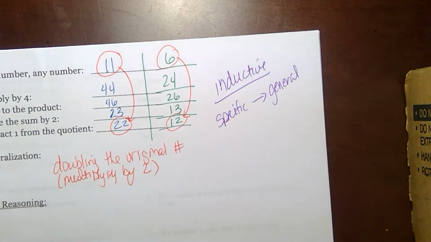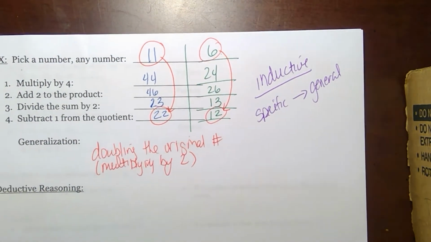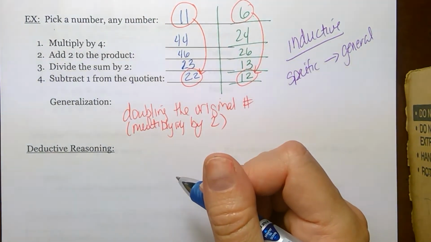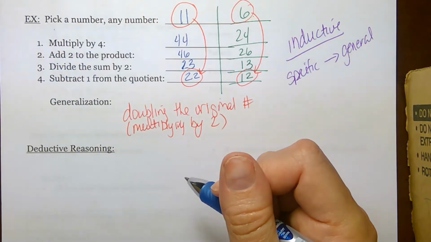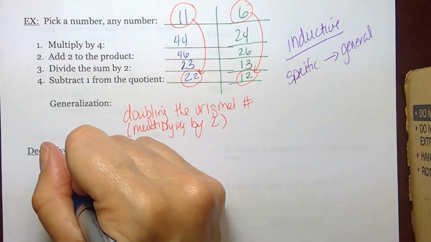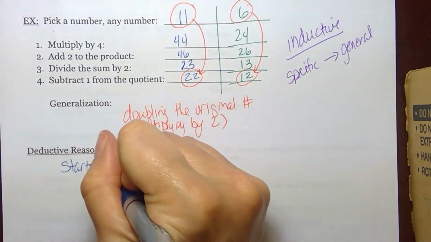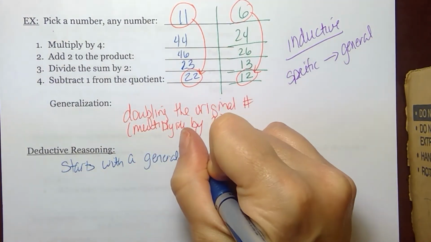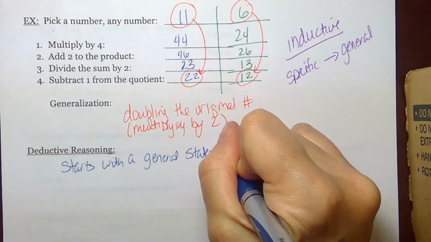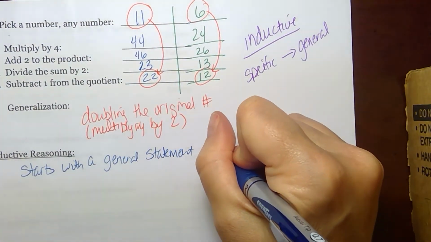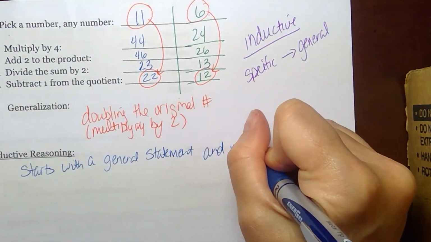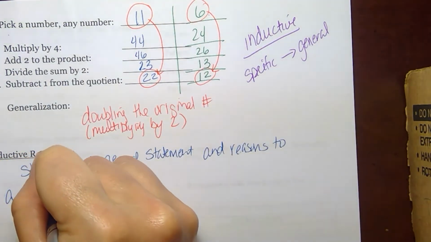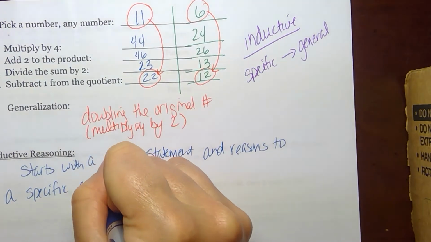Now we're going to move on and talk about deductive reasoning. With deductive reasoning, I go back the other direction. I start with a general statement and I reason it down to a specific conclusion. Deductive reasoning starts with a general statement and reasons to a specific conclusion.